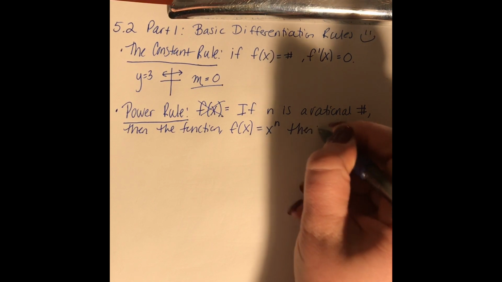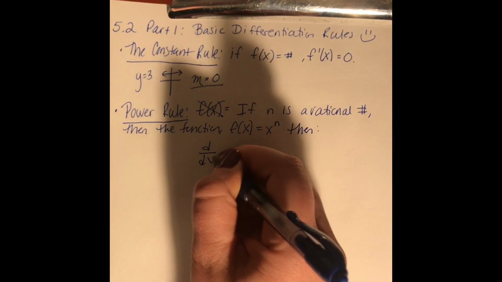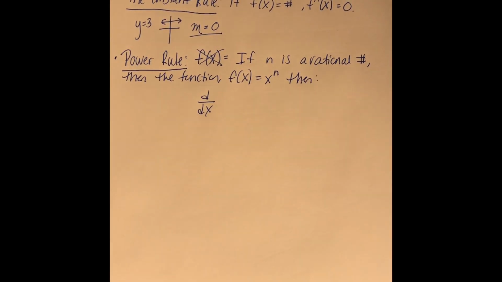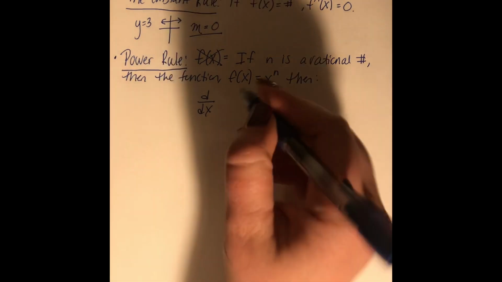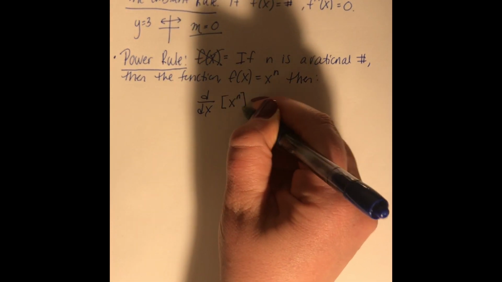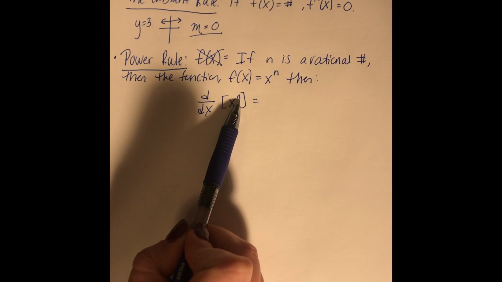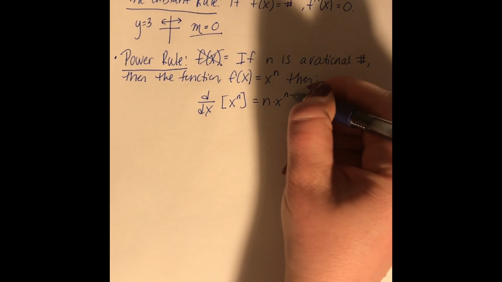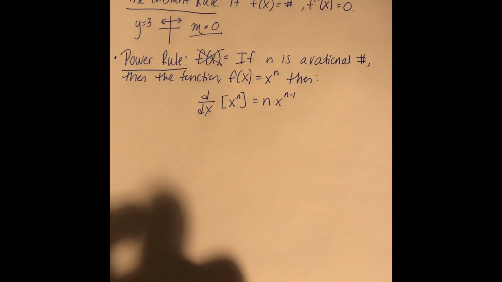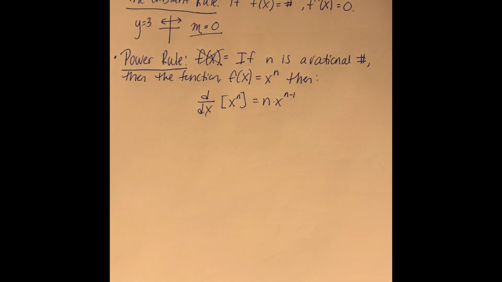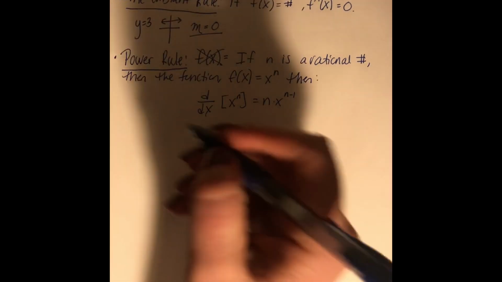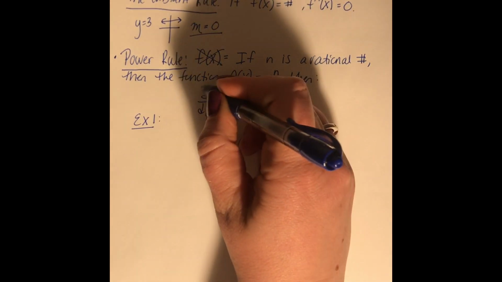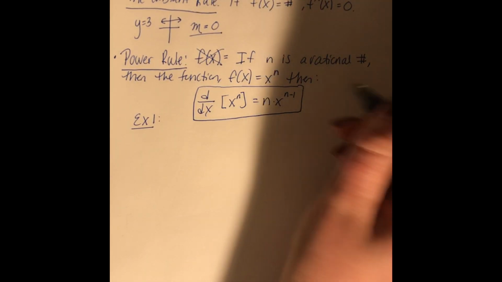Then, remember d dx, I said at the very beginning when we started talking about derivatives, is just another way to say f prime of x, the derivative of the function x to the power of n. All we're going to do is take our exponent, kick it out in front, and then subtract 1 from the exponent. And this might look kind of hard because we just got a lot of letters going on. So let's do some examples. So I guess I'm going to box this. This is our first rule that you're going to want to know and memorize.